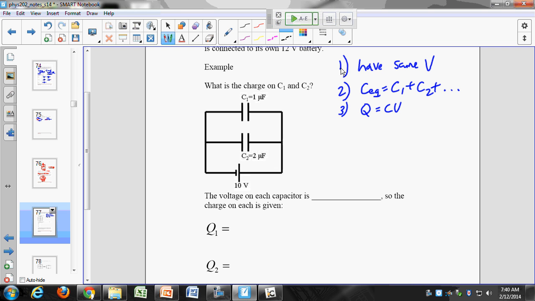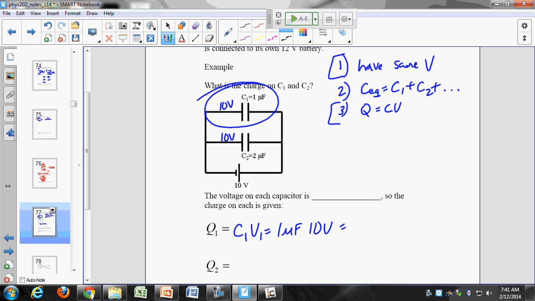Here, I know that they have the same voltage, so I have 10 volts here and 10 volts here. And then I can find the charge fairly simply, just by C times V. So what is the charge on C1? It's C1 times V1, which is 1 microfarad times 10 volts, which is 10 microcoulombs. And this one similarly is C2 V2, which is 20 microcoulombs. So the voltage on each capacitor is the same, 10 volts for each of these.